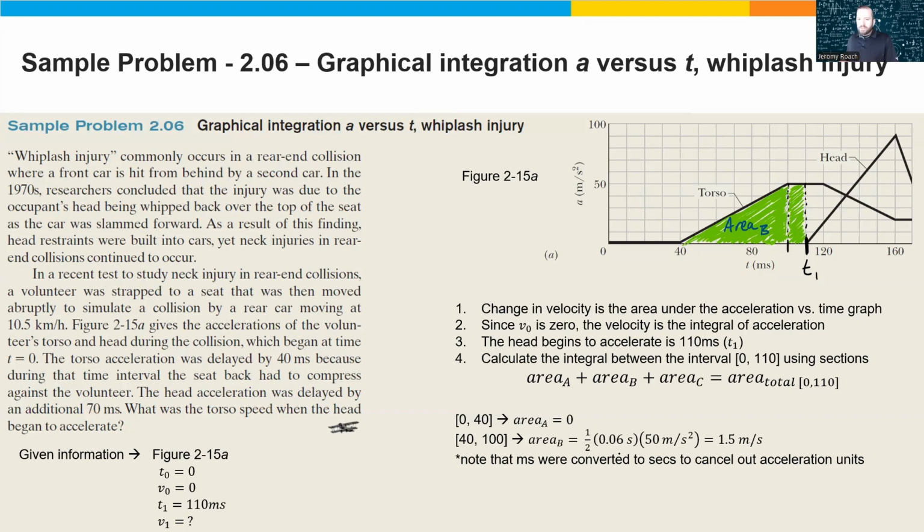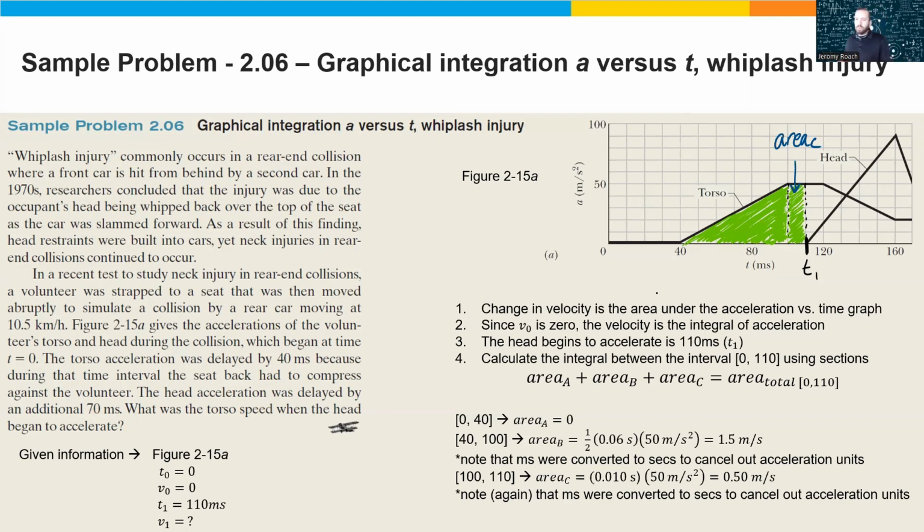Now, you have to convert this to seconds because our acceleration is in terms of meters per second squared. We're going to do 1/2 base times height. So the base is 0.06 seconds, which is 60 milliseconds. So 1/2 times that times 50 gives us 1.5 meters per second for our second portion, area B.